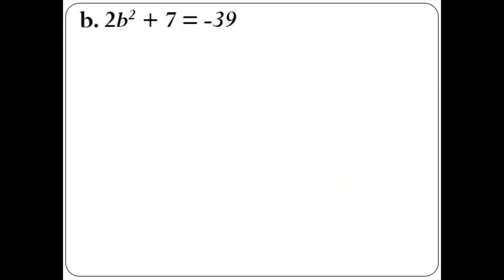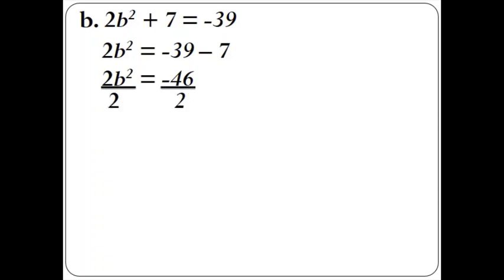So another is 2b squared plus 7 is equal to negative 39. So again, yung ating positive 7, transpose it to the right side. So positive 7 nagiging negative 7. So combine negative 39 minus 7 is negative 46. And before extracting the square root, first is divide both sides by 2. And b squared is equal to negative 23.